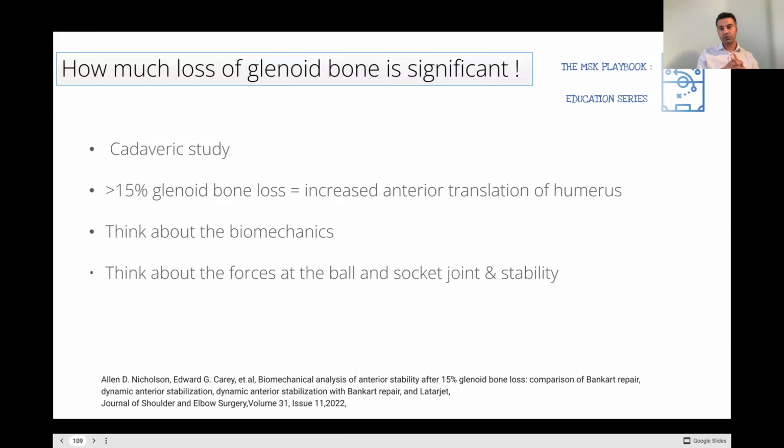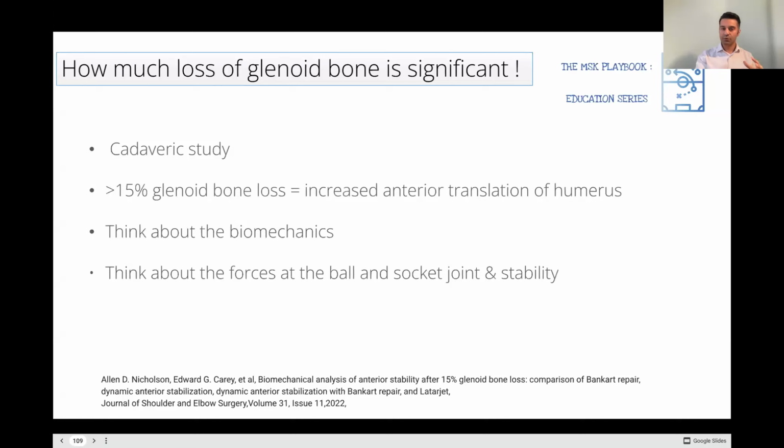Now, there are some really interesting studies, and you might hear about this in MDTs and people talk about it in the sports medicine clinic. This is an interesting cadaveric study, and they showed that if there's more than 15% glenoid bone loss, then there's an increased risk of anterior translation of the humerus. So the ball is no longer sitting firmly in the socket. Think about how that's going to affect the biomechanics of your athlete, particularly if they're an overhead athlete, with repetitive throwing motions, or lifting in overhead positions. Think about the forces at that ball and socket, and how stable that might be.